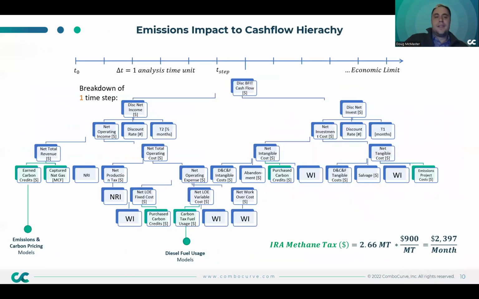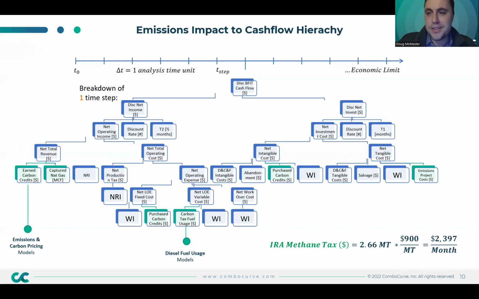Okay, again, fundamentals. What are economics comprised of? What are the individual units? Well, it's time series, and cash flows. So cash flows, monthly cash flows for the entire duration of the asset life. Well, at each time step, each month, each is made of a cash flow, and that cash flow has many components, or what is called the cash flow hierarchy.